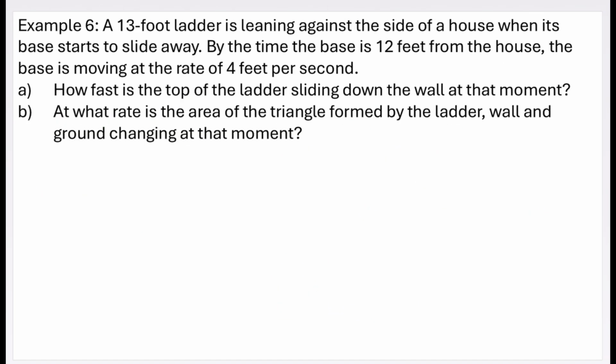Example 6. A 13-foot ladder is leaning against the side of a house when its base starts to slide away. By the time the base is 12 feet from the house, the base is moving at a rate of 4 feet per second. How fast is the top of the ladder sliding down the wall at that moment? At what rate is the area of the triangle formed by the ladder, wall, and ground changing at that moment?